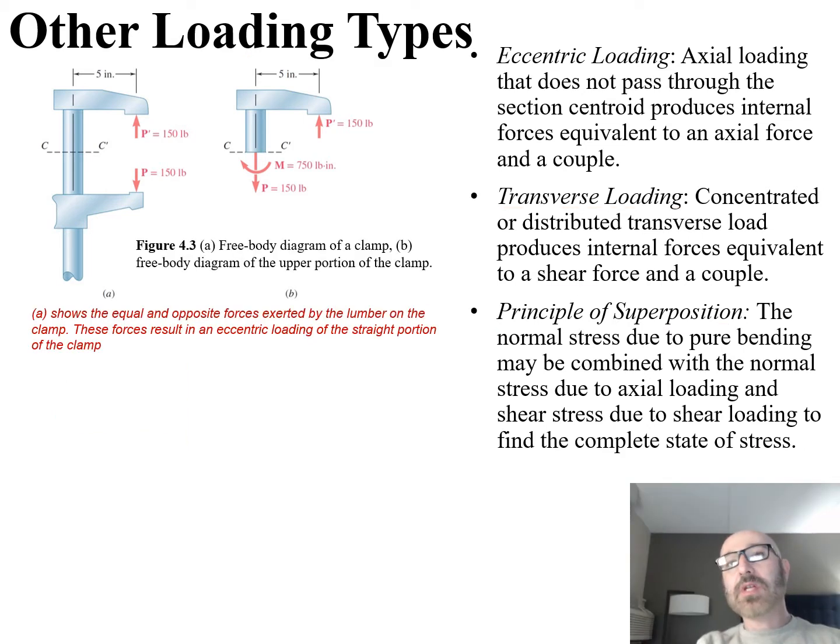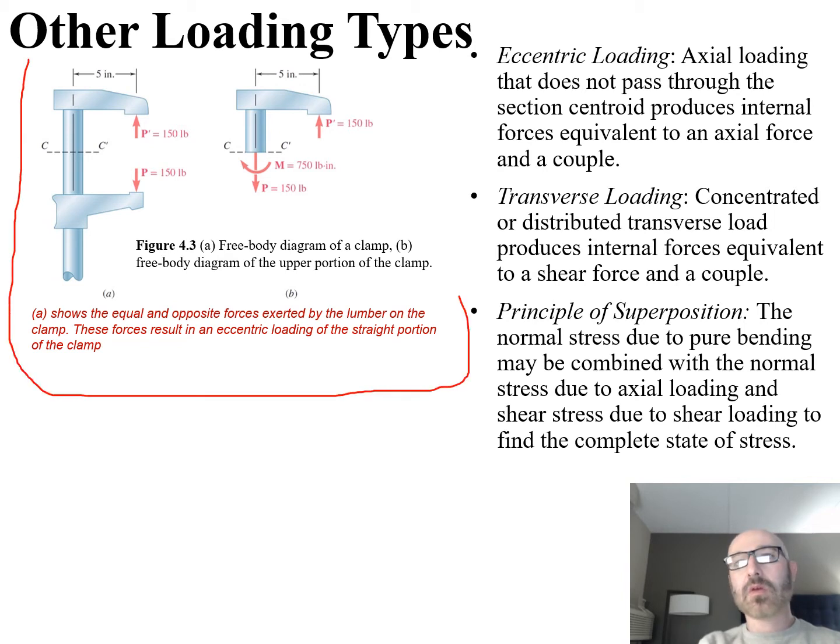Now, if we take a look at the figure on the top left, you can see we have a clamp. Part A of this figure shows the equal and opposite forces, P prime and P, that are exerted by the lumber on the clamp. Now these forces are going to result in the eccentric loading of the straight portion of the clamp. So this is our straight portion of the clamp over here. This is eccentric loading again.